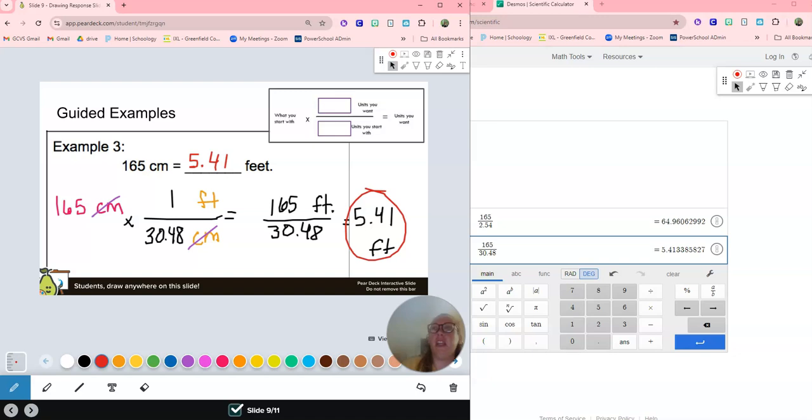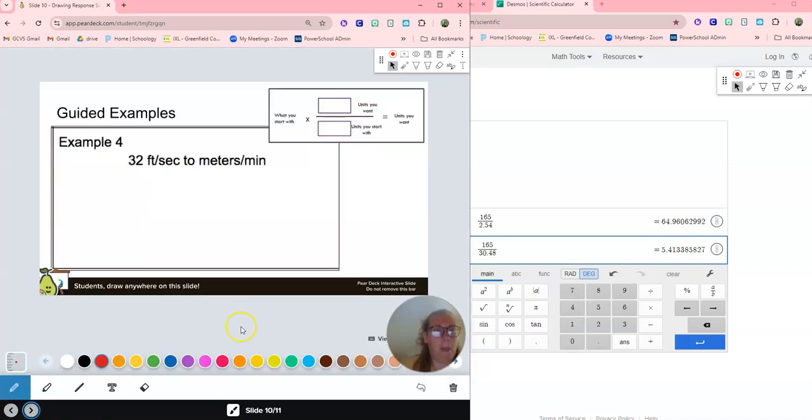Get everything you need here. Hopefully this is starting to be in flow, but we're going to do more practice throughout the week, so no worries. However you're feeling is perfect. And we'll go to slide 10. This is 32 feet per second, and then we want it in meters per minute. So we're doing 2 here. First we want to do feet to meters, and then we're going to want to do seconds to minutes.